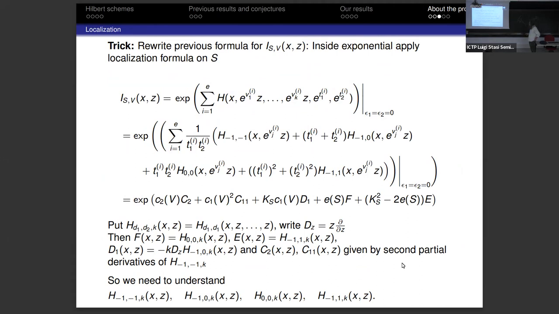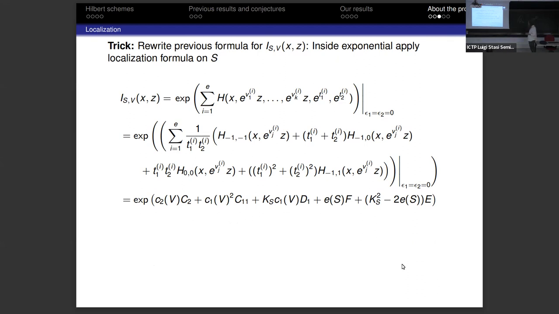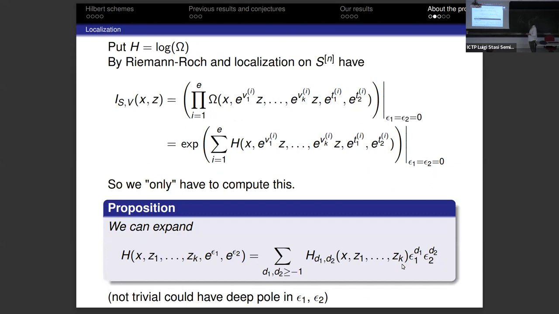Then this F, which comes with the Euler number of the surface, will just be this H00. The E, which comes with the intersection number of the surface, will just be H minus 1, 1, and so on. It's going a bit fast. Anyway, this E11, which comes with this intersection number, is just mu minus A times the derivative of the H minus 1. So the coefficient of the, remember the definition of this.